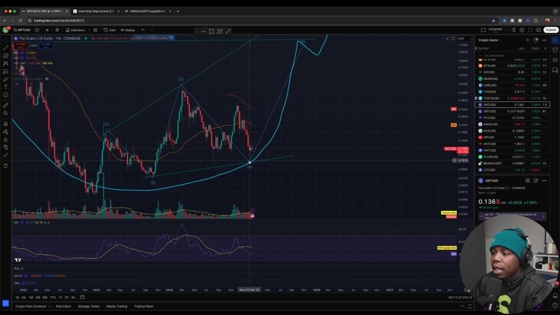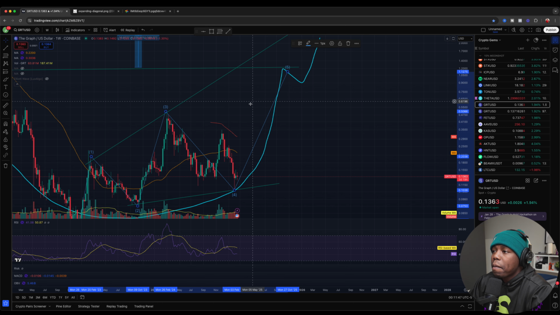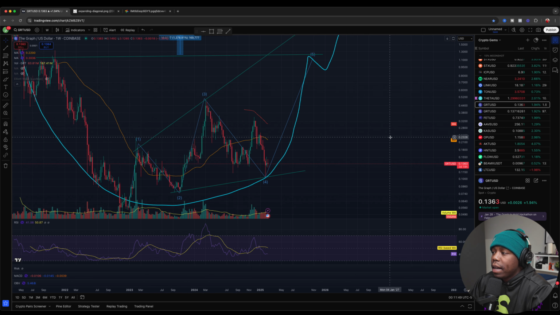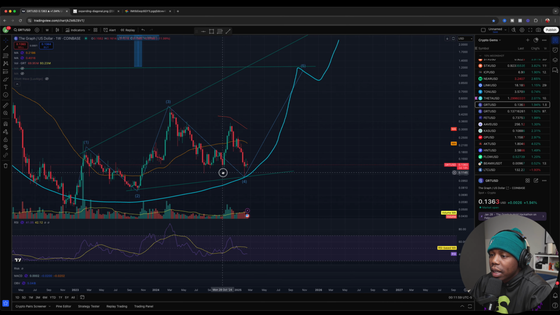Maybe this is it. Maybe this is the bottom, maybe not. But I would expect it to turn around at some point over the next several weeks to start going back up again for wave 5. So around this area, I'm looking for a bullish candlestick pattern. There's lots of different ones. One of my favorites is the bullish engulfing candle.